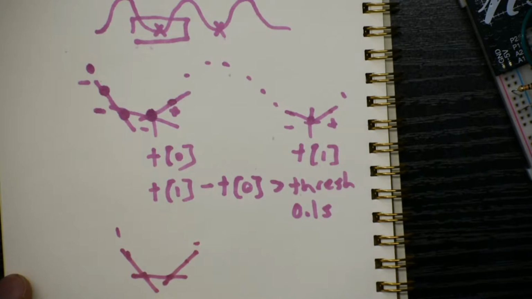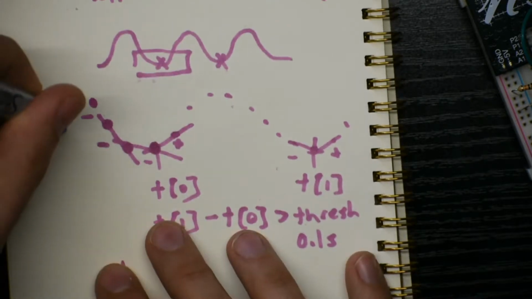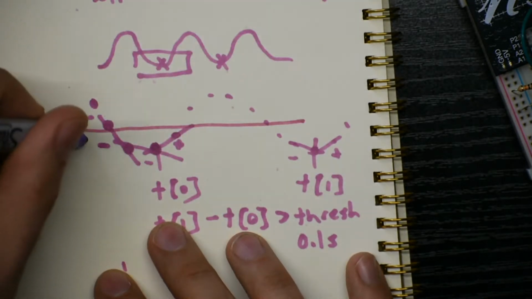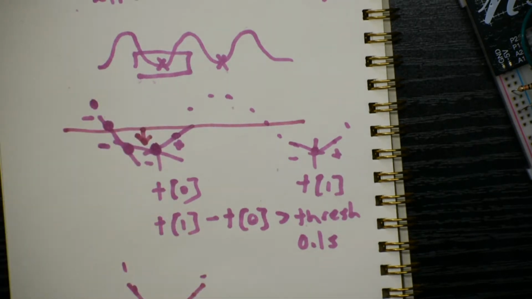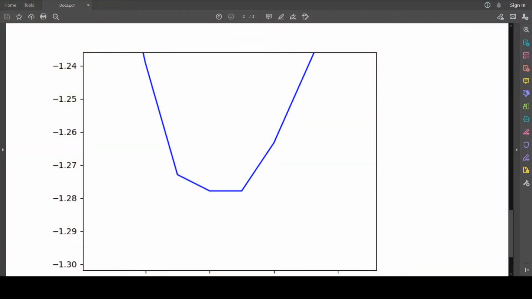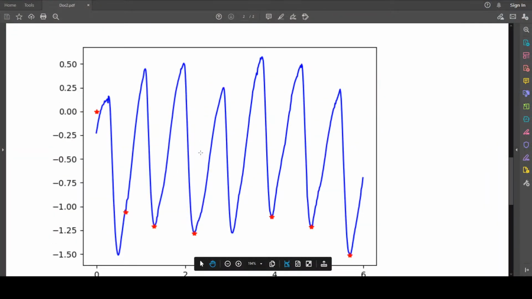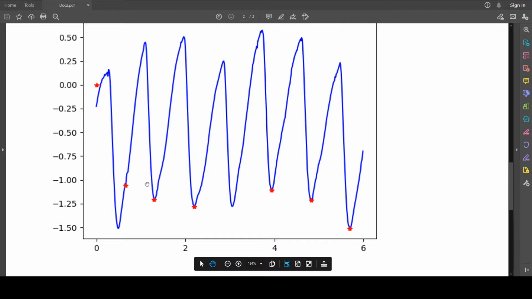Then the last thing I did was I also drew a line across my data and said that my data point also had to be below this line. So if we go back to the data that I ran on, I drew that line at -1 volt. So the conditions for considering a point to be a global minima were that the slope had to be negative and the next slope had to be positive. The two data points had to be at least 0.1 seconds away from each other, and the overall voltage had to be below -1 volts.